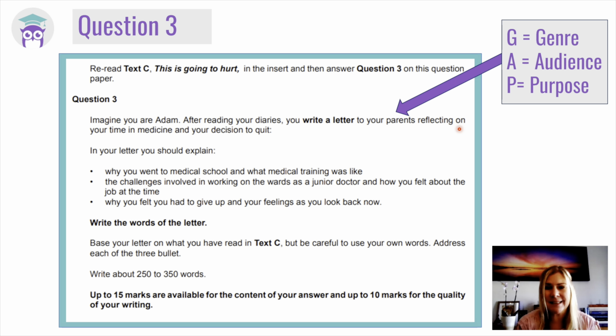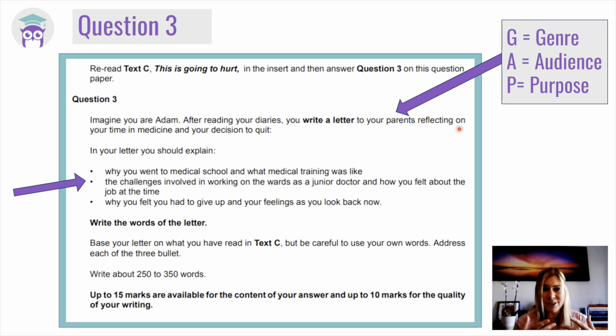The next thing the question does is it gives you your three bullet points. So in this case, it tells us that in the letter, you should cover why you went to medical school and what the training was like, what the challenges were being on the wards as a junior doctor and how you felt about it, then why you felt you had to give up and your feelings as you look back.